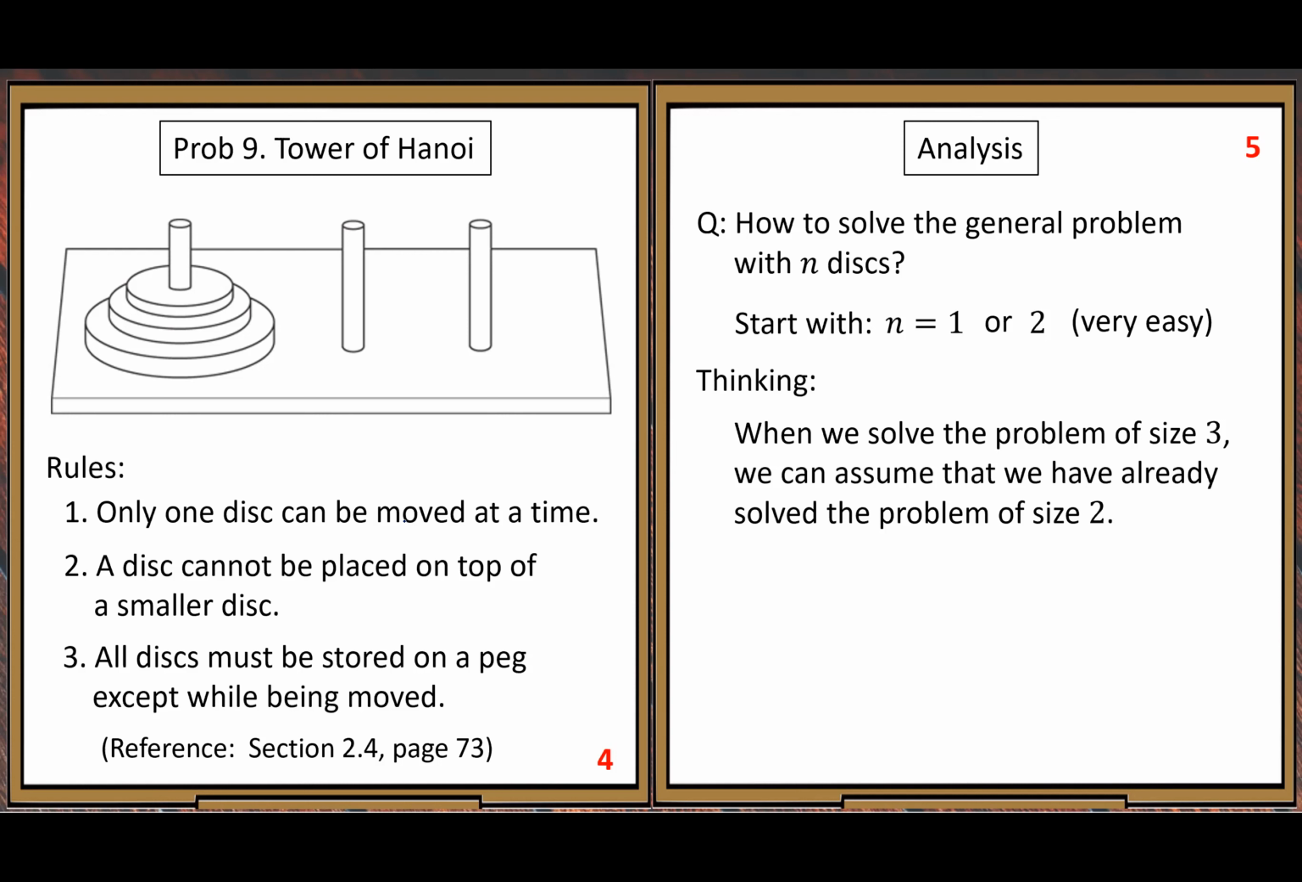So that means we can use recursion. You have the solution for n equals 2. Now you only need to consider the difference between the n equals 3 solution and the n equals 2 solution. What is the difference?